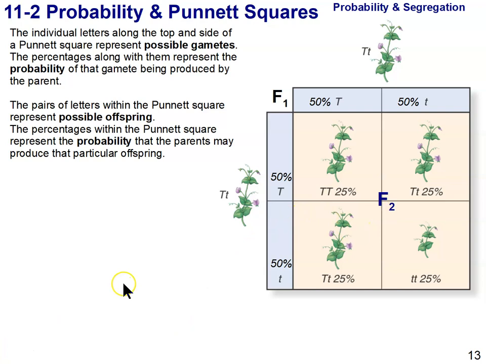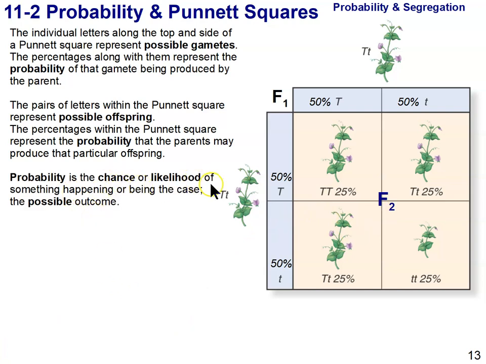So to put a definition on probability, it's the chance or likelihood of something happening or being the case. It's the possible outcome, but it's not absolute for sure, unless the probability is 100%. Like I said, Punnett squares are a tool for being able to predict. In one word, that's what Punnett squares are for: to try to predict the possible outcome of any particular mating between individuals. Of course, this represents Mendel's experiment going from the F1 generation to the F2 generation.